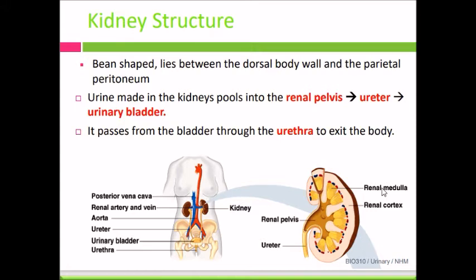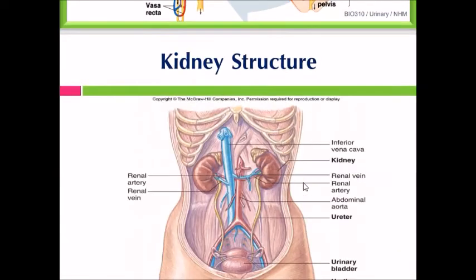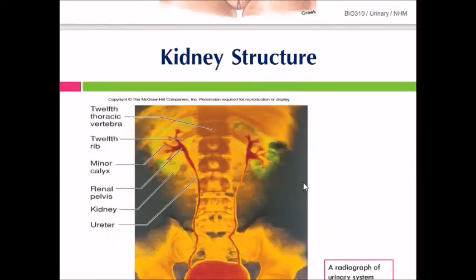After the urine is made inside the kidney, it will transfer to the renal pelvis, then the ureter will pass it to the urinary bladder, as you can see over here, and then it will exit through the urethra. This one we will look at in more detail later.